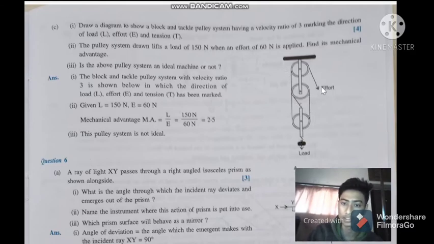Here is the load, here is the effort. They have forgotten to mark the tension. You would mark it tension upwards. Okay, everywhere, here, everywhere you will mark the tension. All right, but don't take tension. That is the thing.